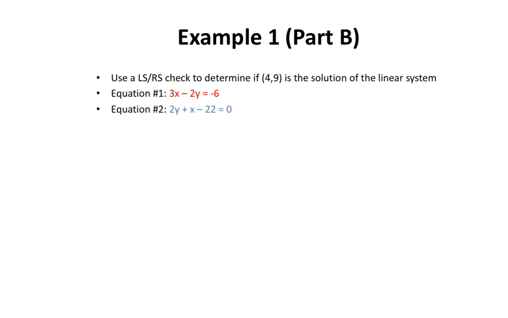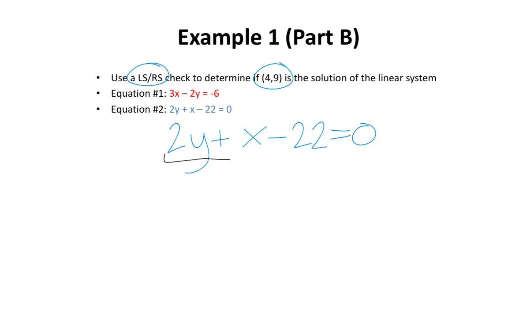We're going to use the exact same steps as the previous slide, except we're going to do it for equation 2. So we're going to do a left side, right side check with the coordinates (4, 9), and we're going to use equation 2. Let's rewrite equation 2 to start. 2y plus x minus 22 equals 0. This is considered the left side because it is left of the equal sign, and that is considered the right side because it is right of the equal sign.